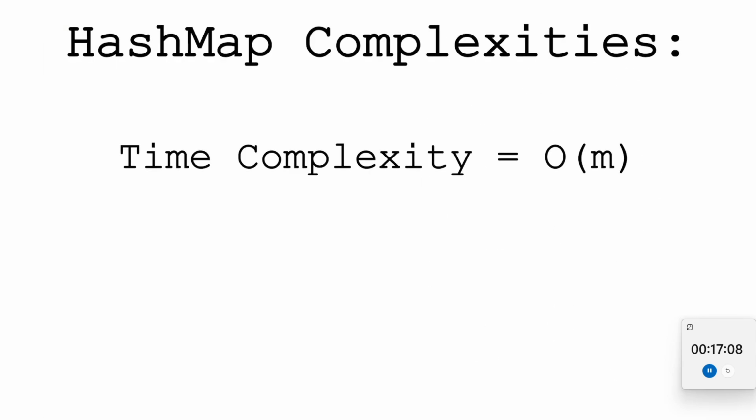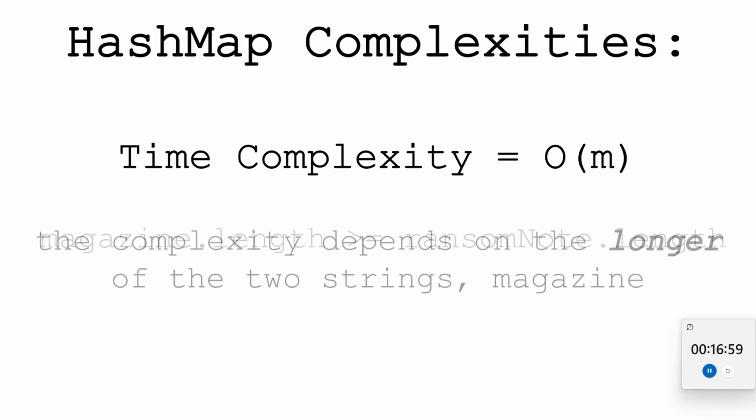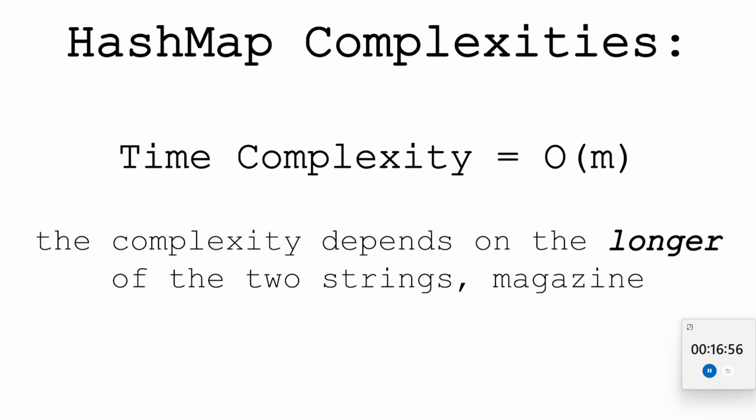The time complexity is big O of n, because magazine must have more letters than ransom note. If there are fewer letters, we may immediately return false, as there are not enough letters to write our ransom note. And we must go through each letter in magazine once, to put the characters into our hash map.